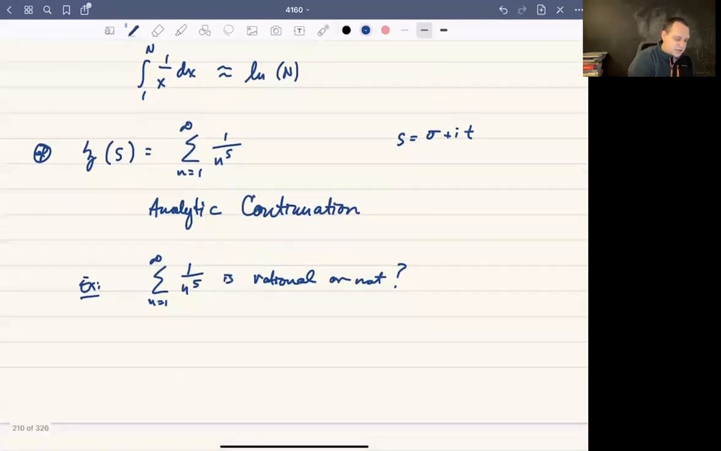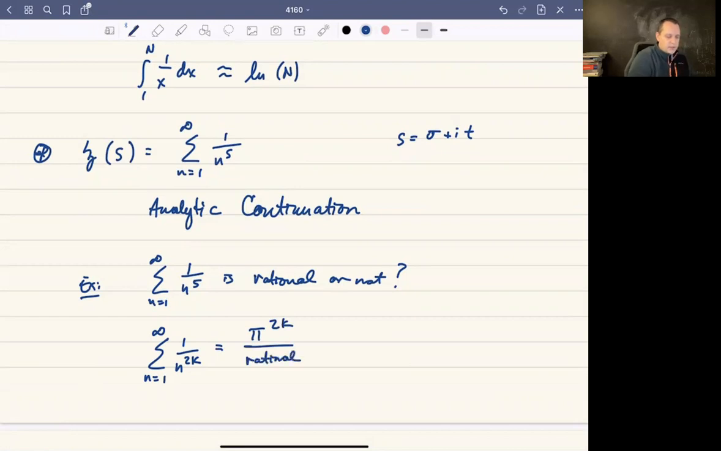It is known that if you have 1 over n to the 2k, then these are kind of the even analogs. So like 1 over n squared, 1 over n to the 4th, 1 over n to the 6th. It is known that these behave like pi to the 2k over some rational number. Okay, so over some rational number. Okay, so that is known. There's a lot that's not known about these odd counterparts.